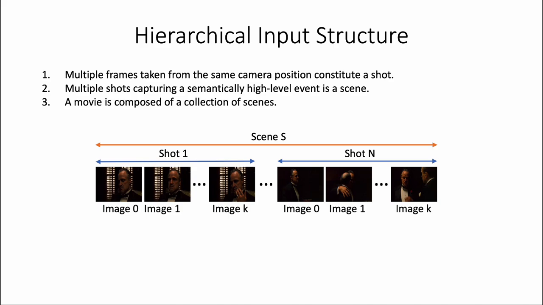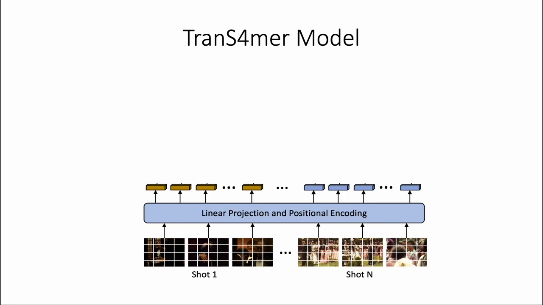Before going into the details of our model, let's have a look at the hierarchical structure of our input video. First, multiple consecutive frames captured from the same camera position depict a shot. Next, multiple neighboring shots constitute a scene. Finally, a movie is composed of a collection of scenes. Unlike scenes, shots can be easily detected by low-level visual cues. Our model takes a sequence of frames divided into automatically detected shots as input.